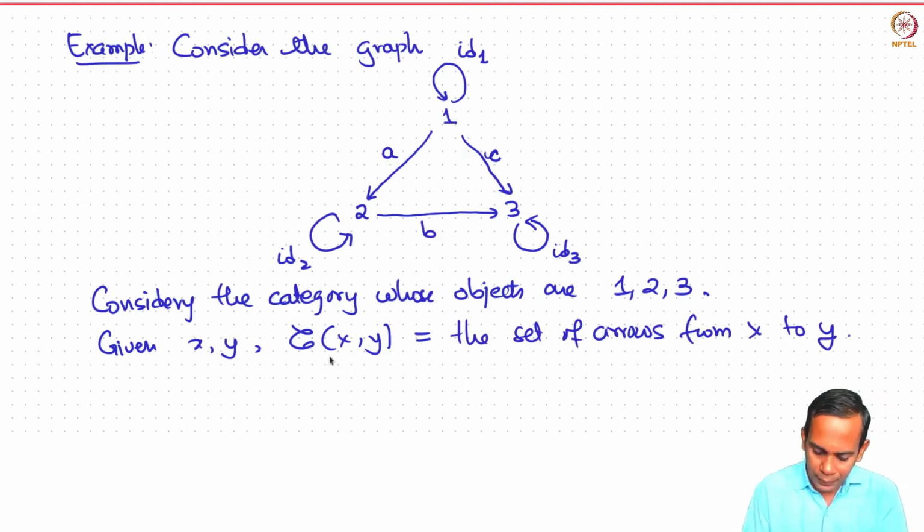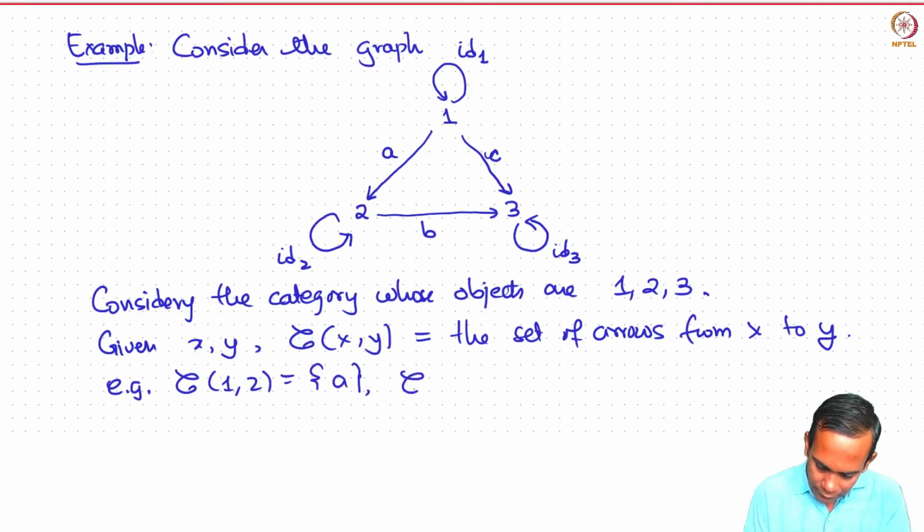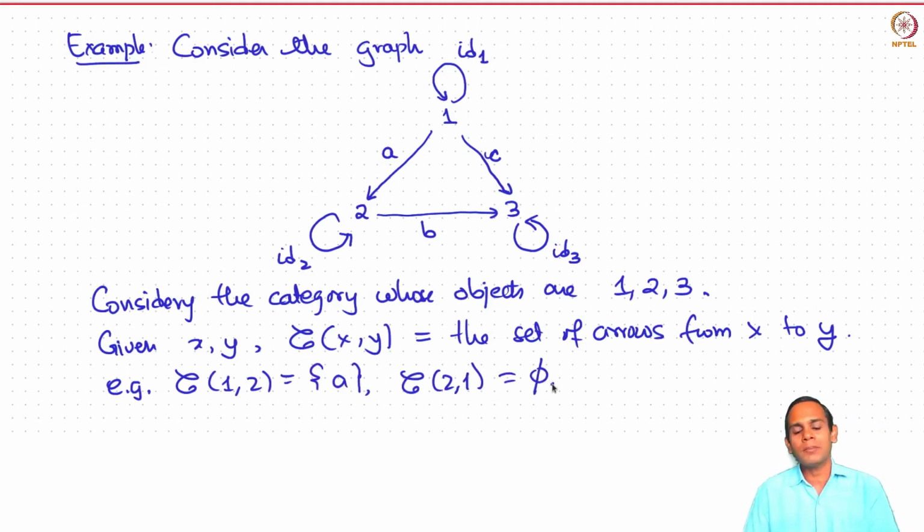And so for example, C1,2 is just the singleton {A}, whereas C2,1, well, there are no arrows from 2 to 1, so this is the empty set. So it's quite possible in a category for the collection of arrows between two objects to be empty. And composition is sort of uniquely defined.